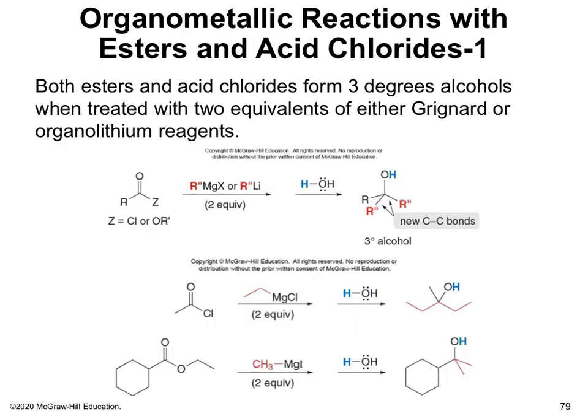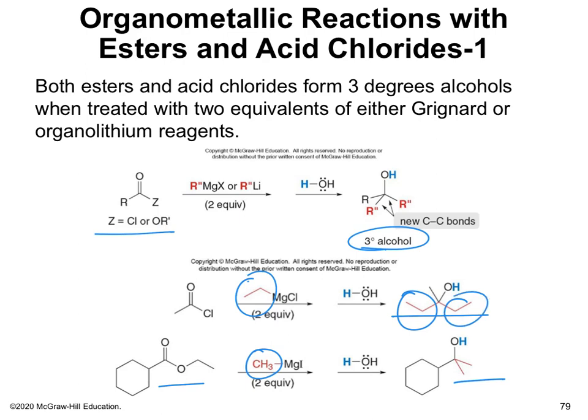And so here we have the acid chloride or ester, and we're going to make a tertiary alcohol. Acid chloride is going to go to tertiary alcohol. The Grignard with the ester, tertiary alcohol. Notice it's adding twice.